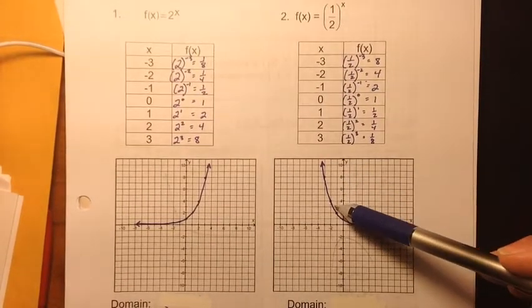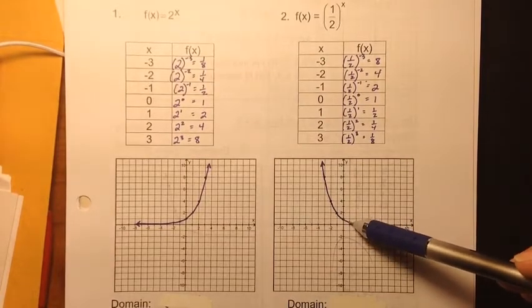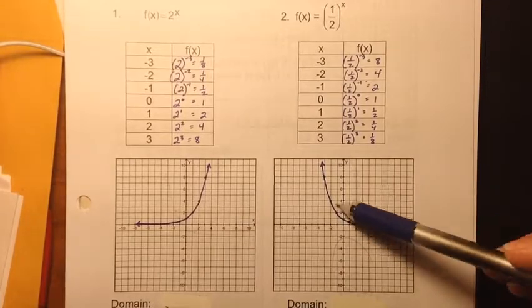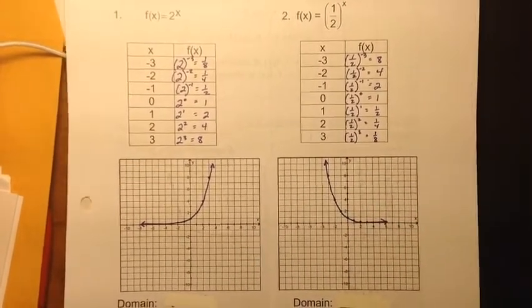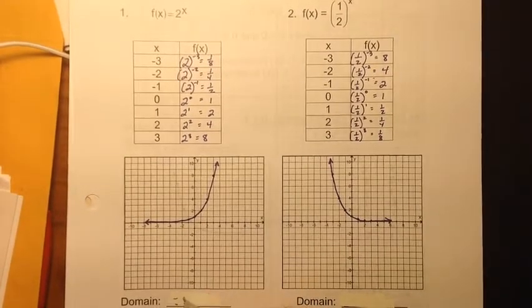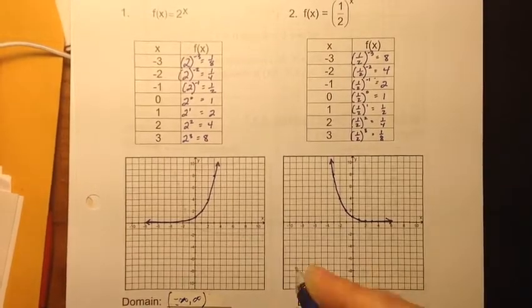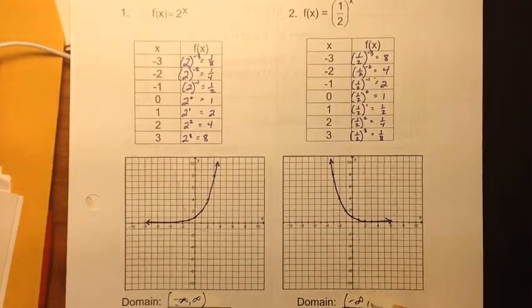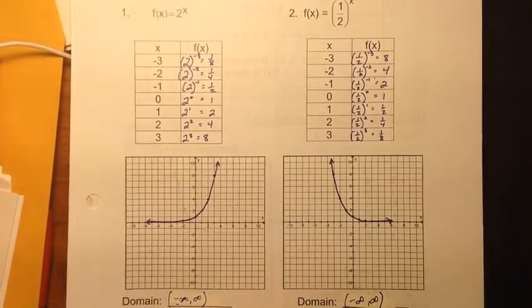With negative 3, I'm at 8. With negative 2, I'm at 4. With negative 1, I'm at 2. Then 1, 1/2, 1/4, 1/8, etc. So as I go to the right, it's hugging the x-axis. Domain on both of these is all real numbers. The range on both of these goes from 0 to infinity.